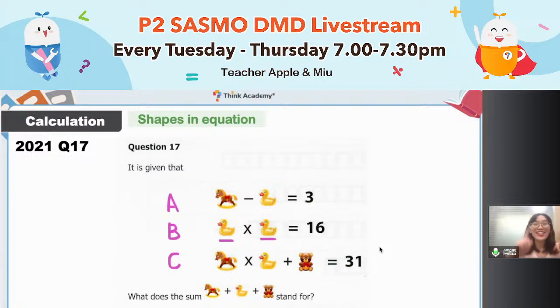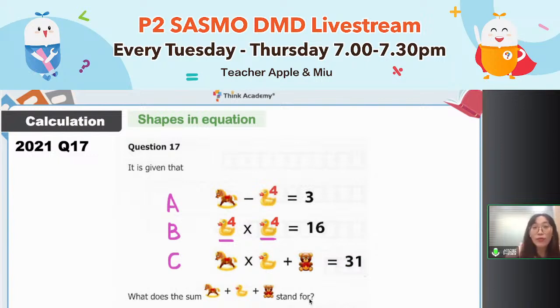Yes, you can just think about it. 1 times 1 equals to 1. 2 times 2 equals to 4. 3 times 3 equals to 9. And then 4 times 4 equals to 16. Try to memorize. Okay, good job. So we just write it down. Duck equals to 4. That is, every duck in this question equals to 4. You just write it down.